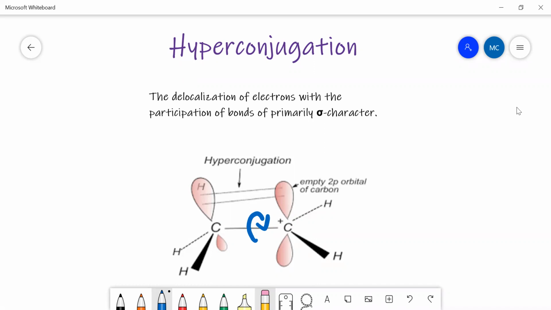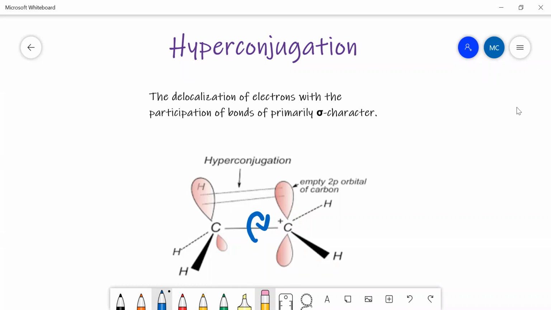So if you have something like a tertiary methyl group, you will have the carbon-carbon sigma bonds overlapping with the empty p orbitals of the carbocation. So there are 2 things that you have to keep in mind here. The carbocation is planar, and it's going to have an empty p orbital, and you're going to have the overlap of the carbon-hydrogen sigma bonds with the empty p orbital of the carbocation.